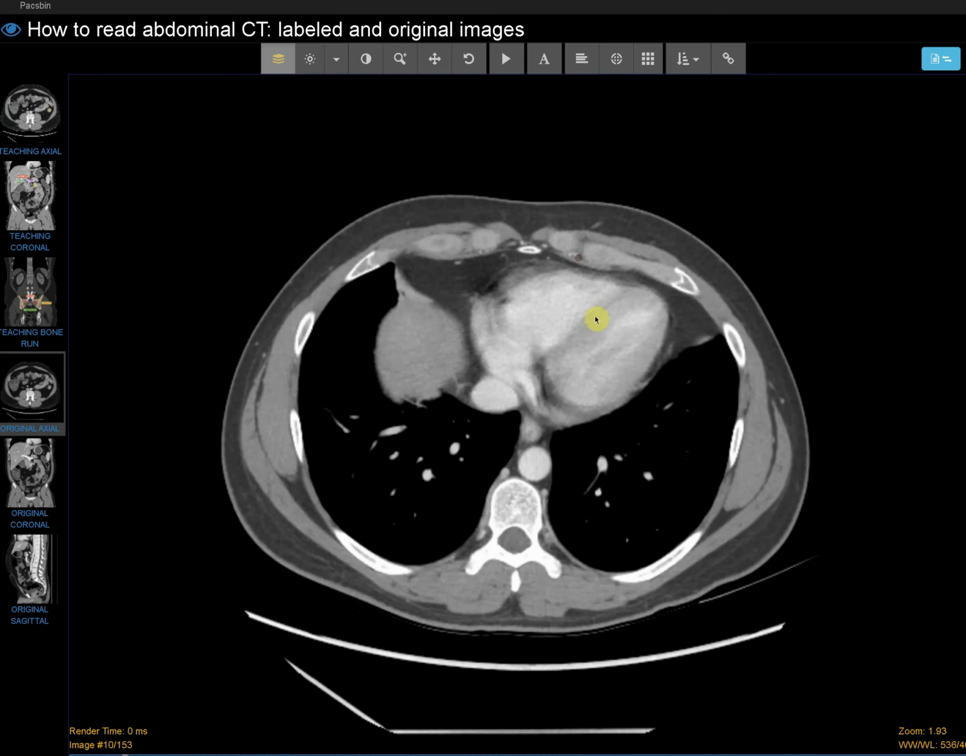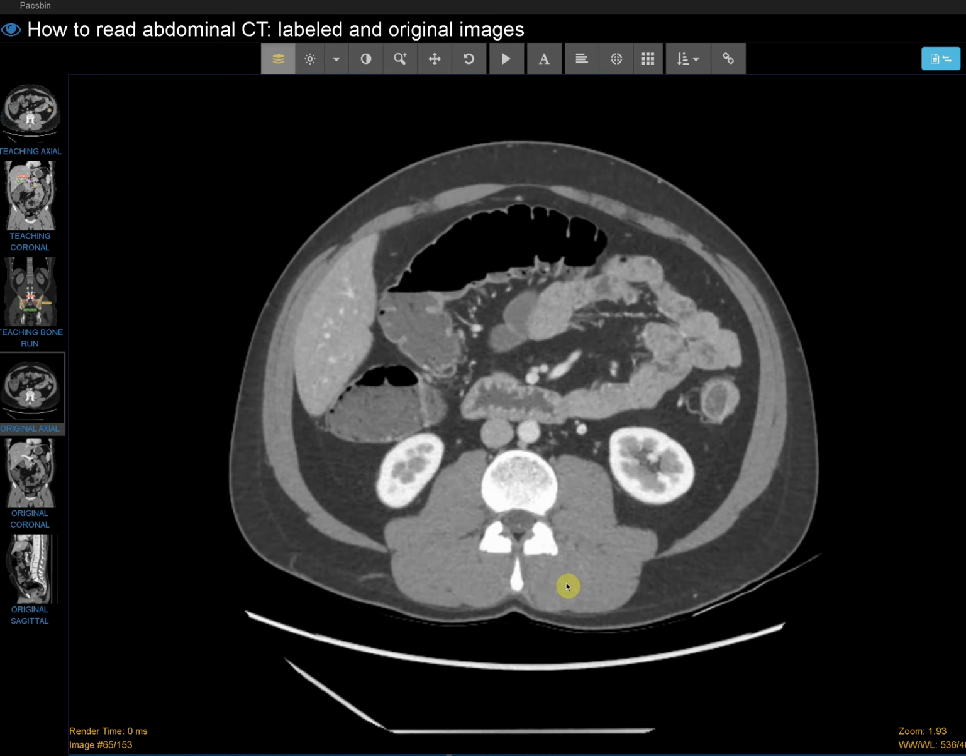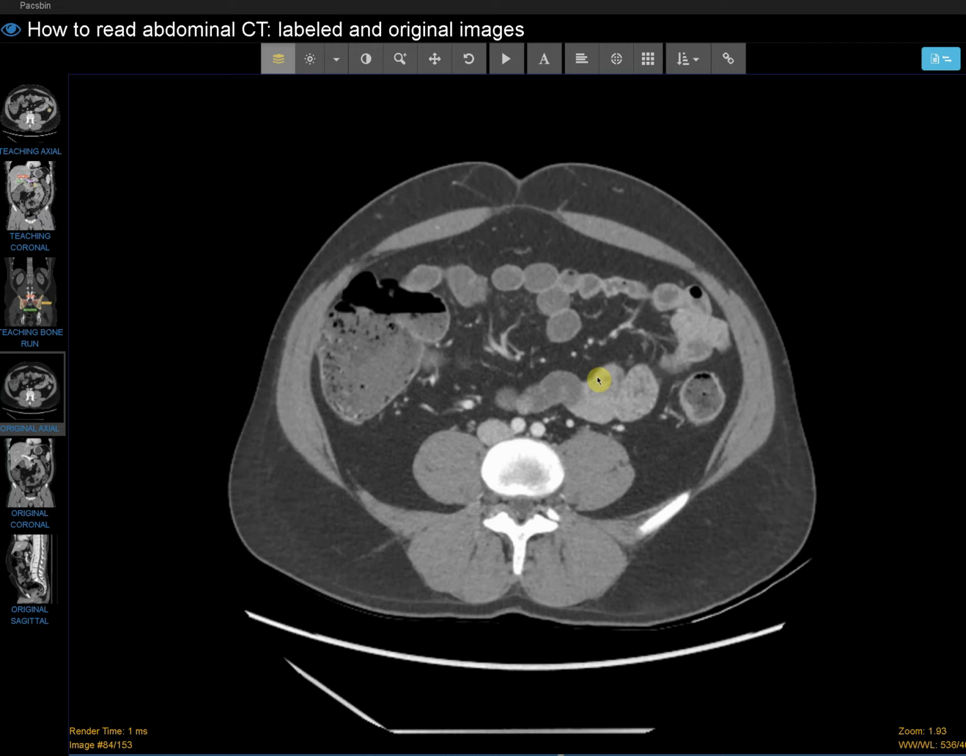So this is a general overview of the anatomy of the abdomen and pelvis on a CT.